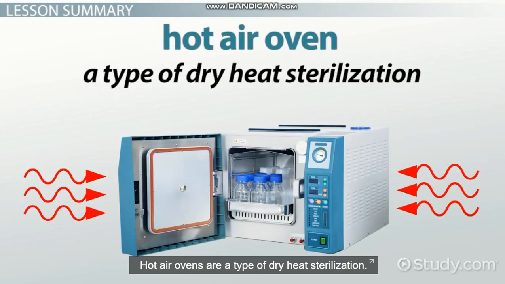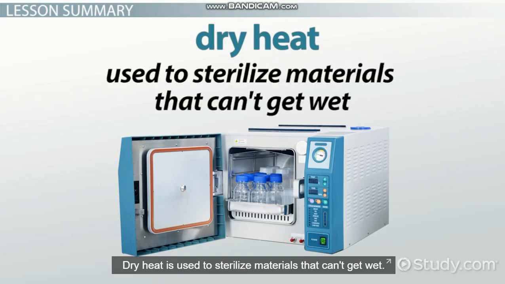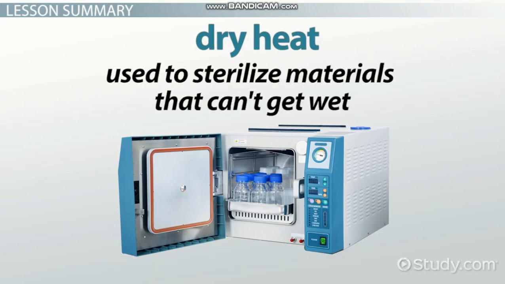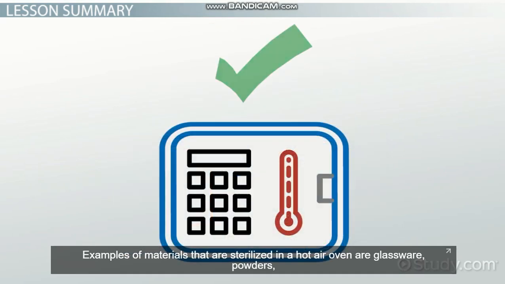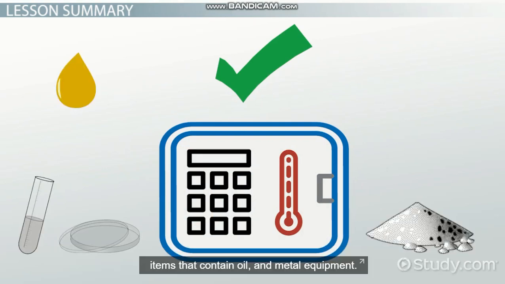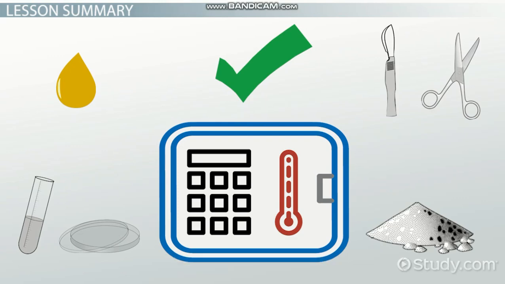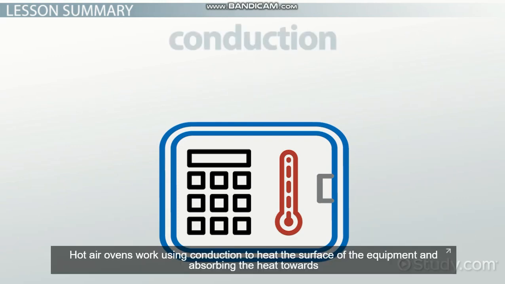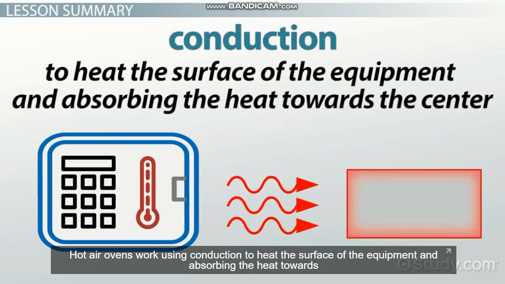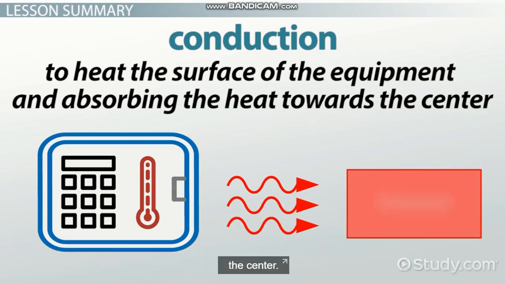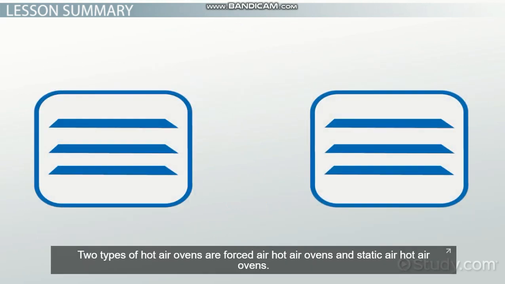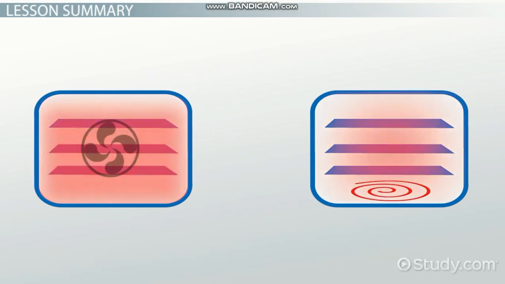Hot air ovens are a type of dry heat sterilization. Dry heat is used to sterilize materials that can't get wet. Examples of materials that are sterilized in a hot air oven are glassware, powders, items that contain oil, and metal equipment. Hot air ovens work using conduction to heat the surface of the equipment and absorbing the heat towards the center. Two types of hot air ovens are forced air hot air ovens and static air hot air ovens.